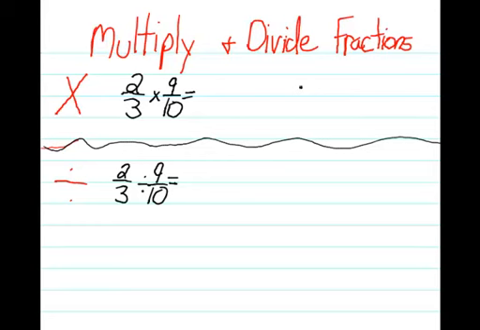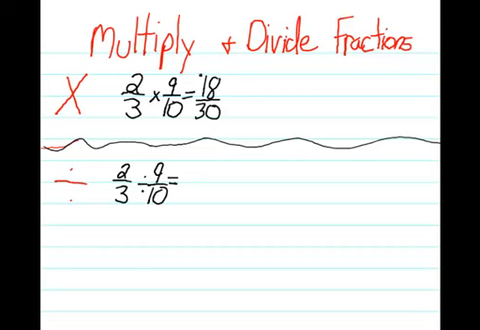In this example, you'll see one example of how to multiply fractions and another of how to divide fractions. Multiplication is often called the easiest fraction operation because we just multiply straight across. We multiply the numerators together, 2 times 9 is 18, and we multiply the denominators together, 3 times 10 is 30. Now always remember to reduce your fractions.